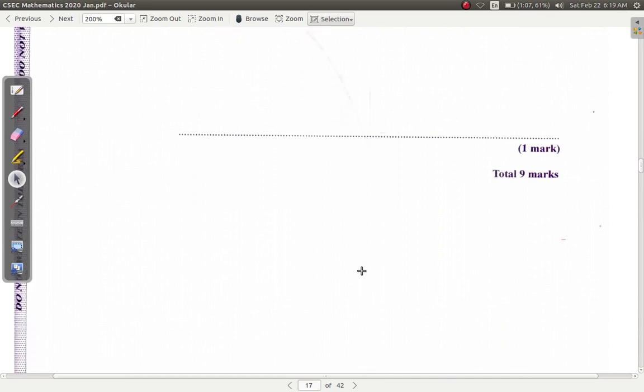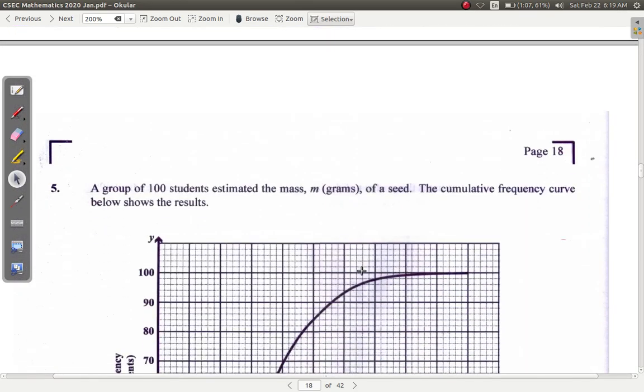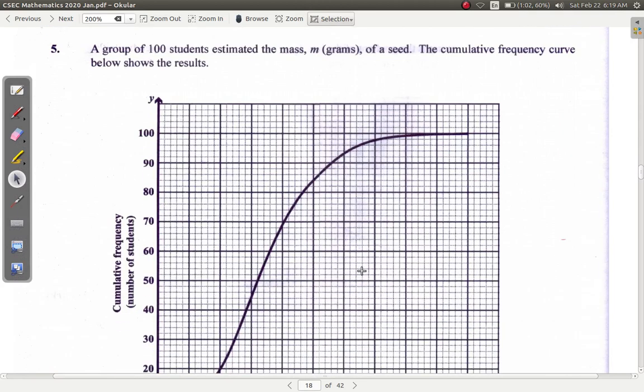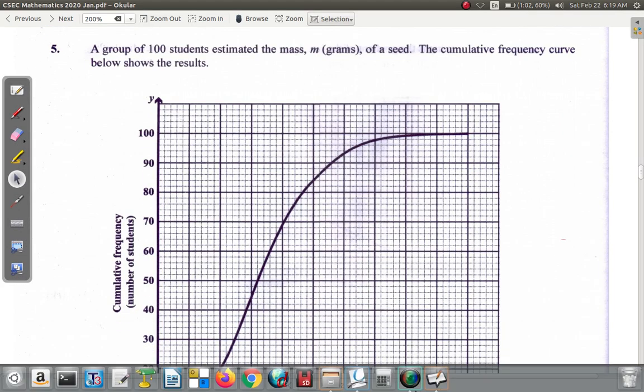They say total 9 marks. So the next question is question 5. We will do question 5 at a later date.